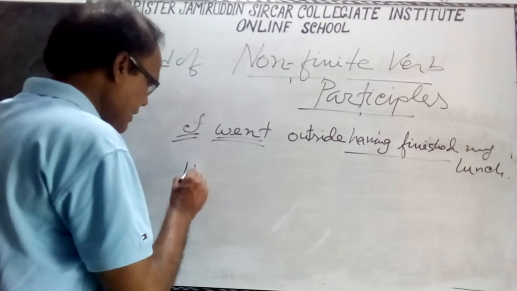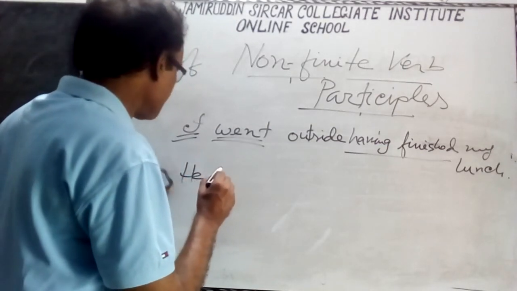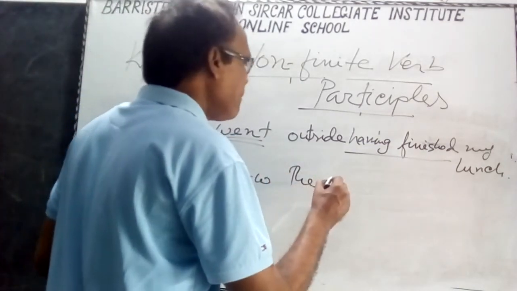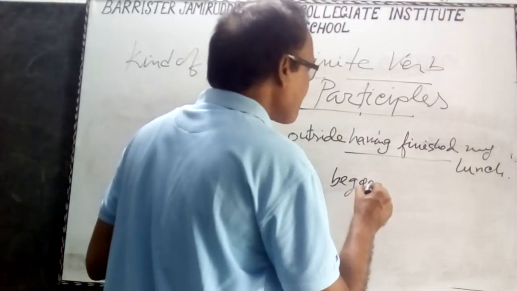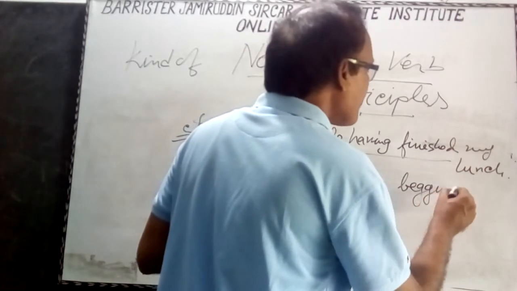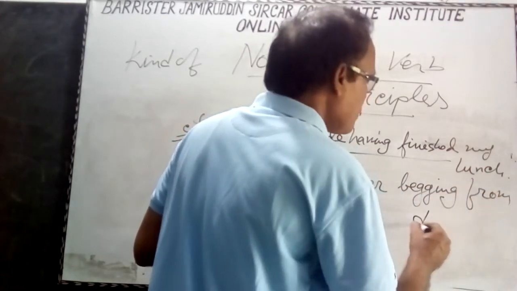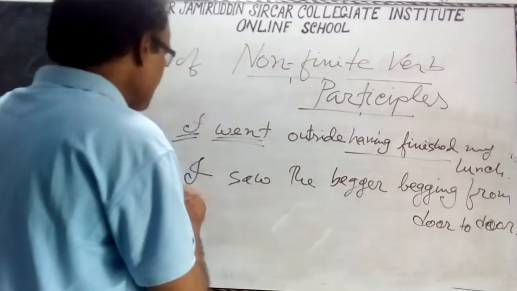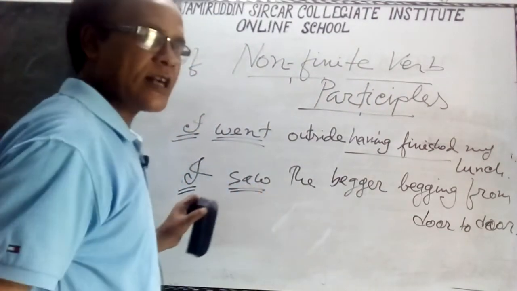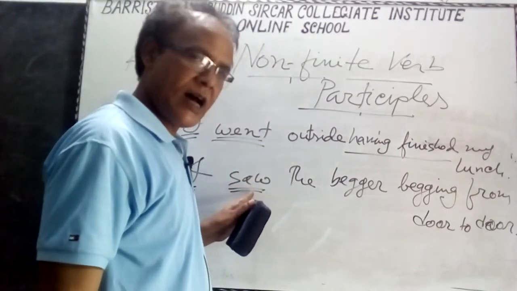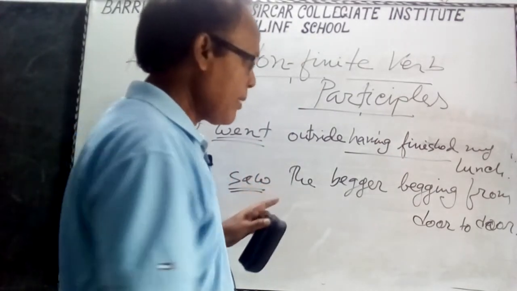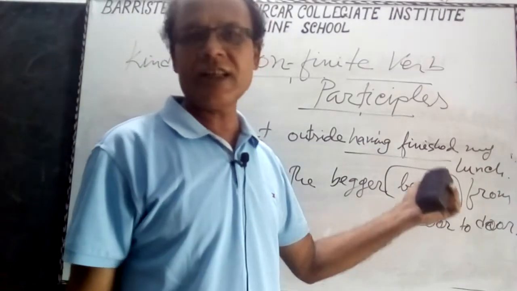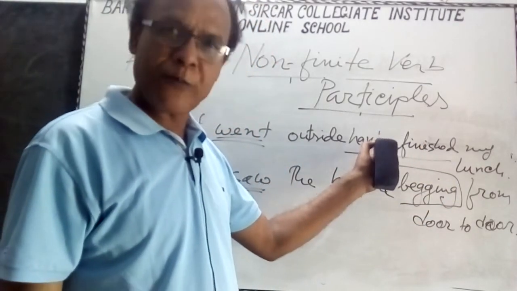And another: I saw the beggar begging from door to door. So here, I saw works as the verb, and it is in the past indefinite tense. But here begging, beg takes ing, and it works as an adjective, and it is a present participle. So here is a perfect participle, here a present participle.